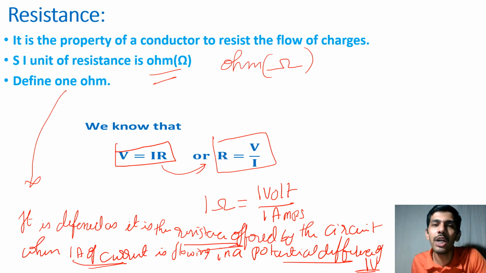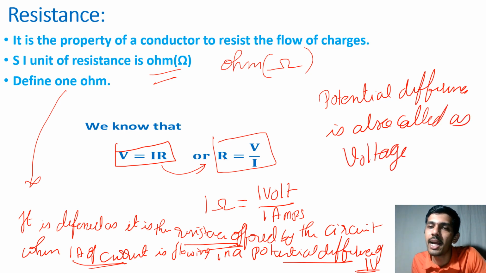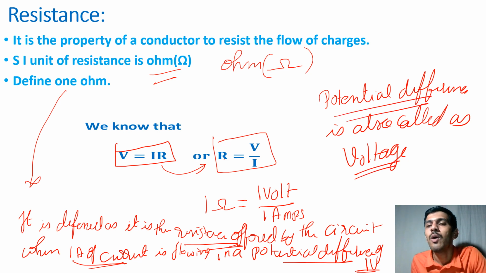This potential difference is also sometimes called voltage. Remember, voltage and potential difference are one and the same. So that is about the voltage and the relation between voltage and current, which is nothing but Ohm's law. Next we shall solve some problems related to Ohm's law and the previous formulas which we have discussed.